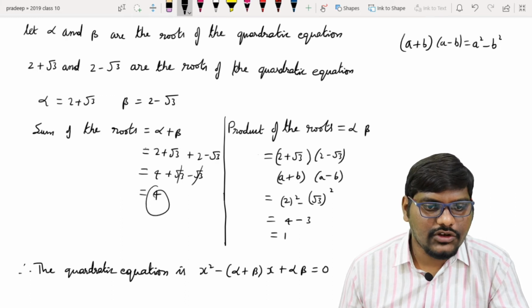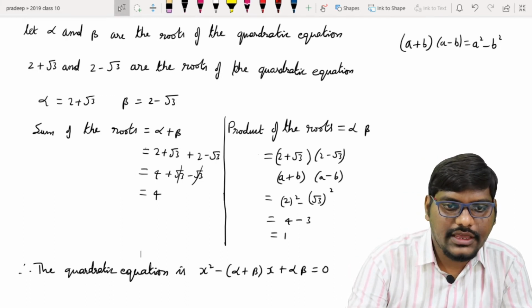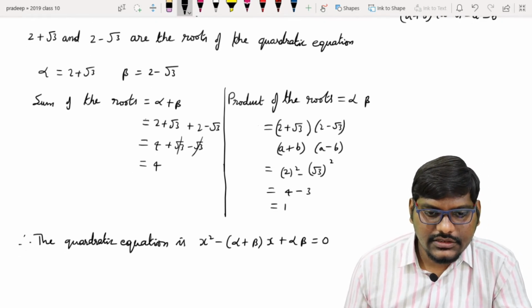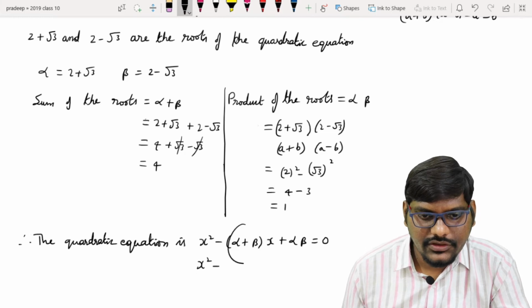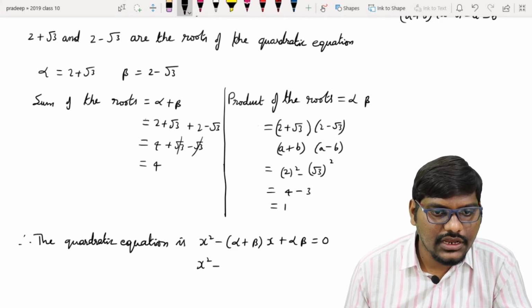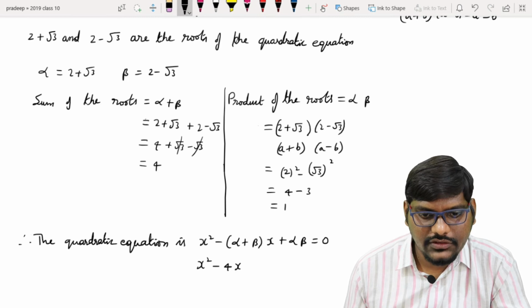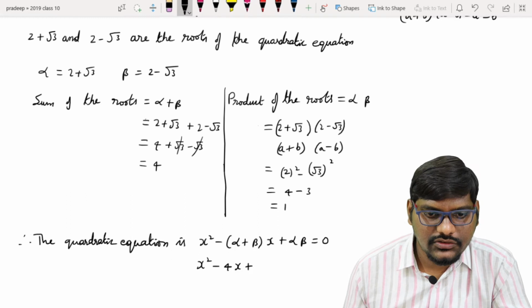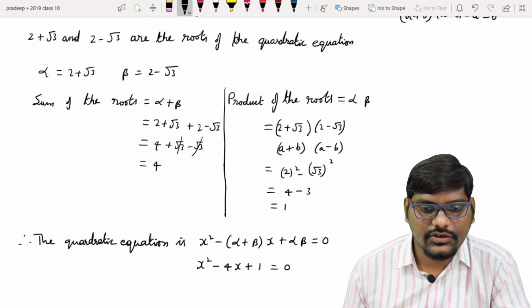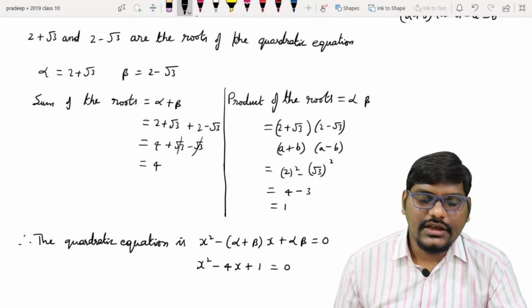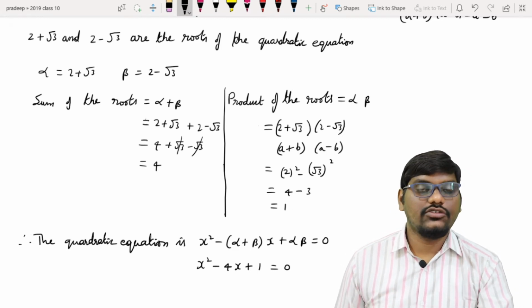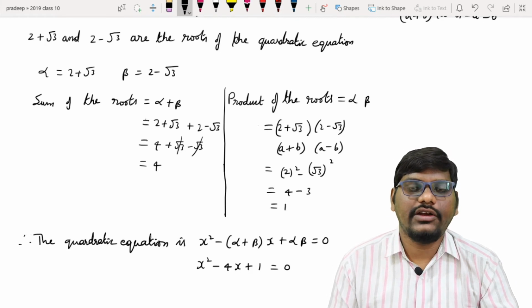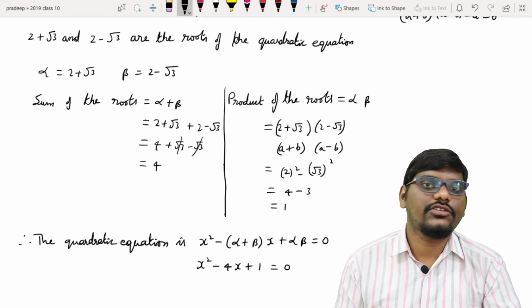So here the sum of the roots is 4, so simply I can substitute the values here. I can write x square minus the sum, alpha plus beta, it was 4, so 4x. The product alpha beta, we got as 1. So simply we can write plus 1 equal to 0. So this is the required equation which they asked us. They gave two roots here and they asked us to make the quadratic equation. So we found it. So this is all about this question.